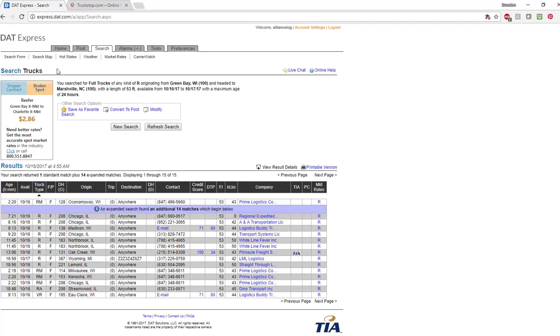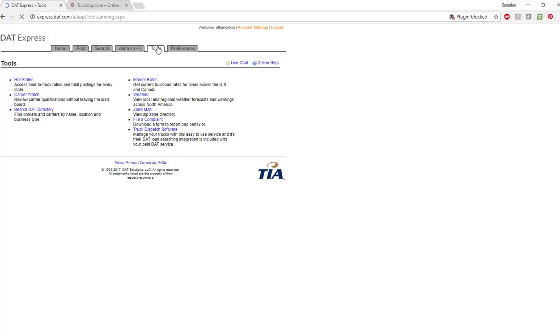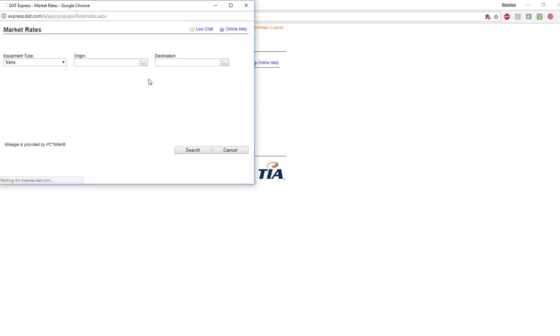Let's look over in DAT and see what kind of rate is posted in DAT. How do we do that? Okay, remember, we are simply trying to gather a rate now. So we're going to go up here at the top, just like we did on Truckstop, and see what we have up here. Home, post, search, alarms, tools. We're going to go into tools because what we're looking for is to find out what that particular lane is costing on average to get it moved. So we have market rates here. So we're going to click on market rates because, again, we're trying to establish a rate for that particular lane.